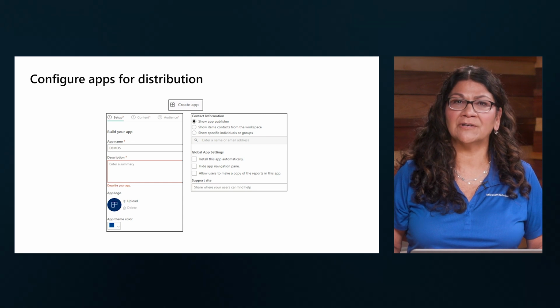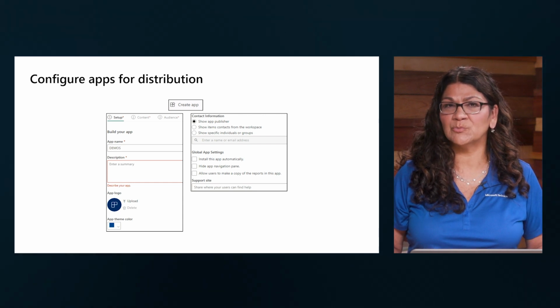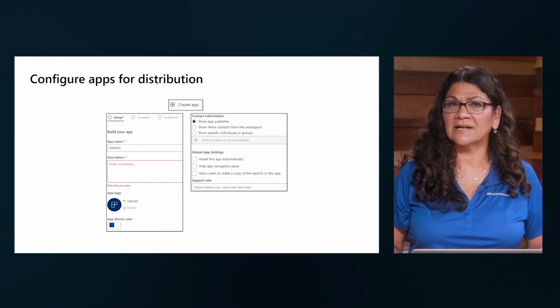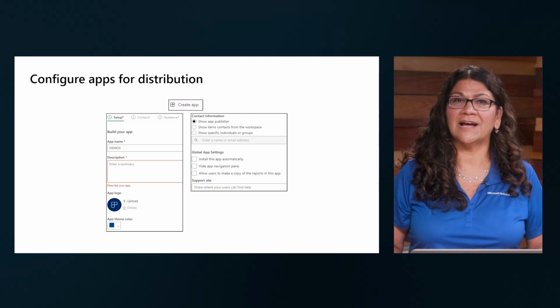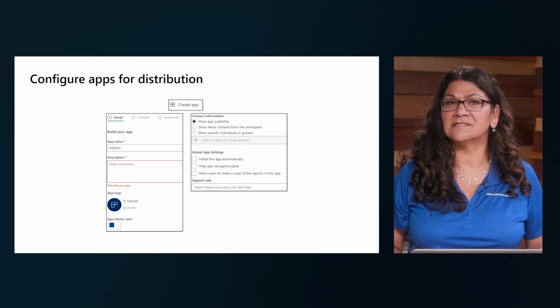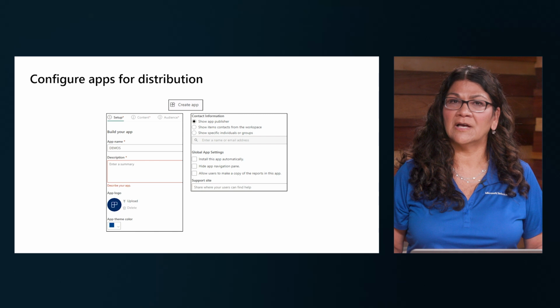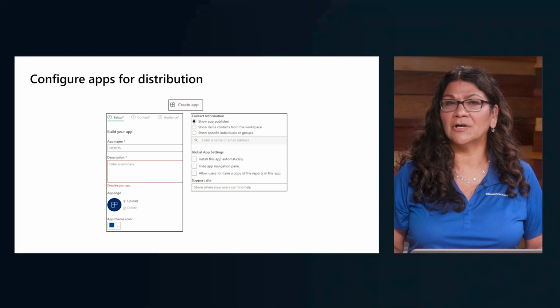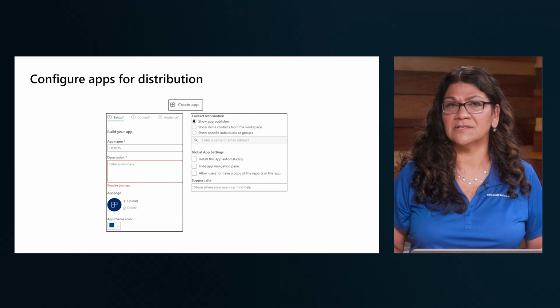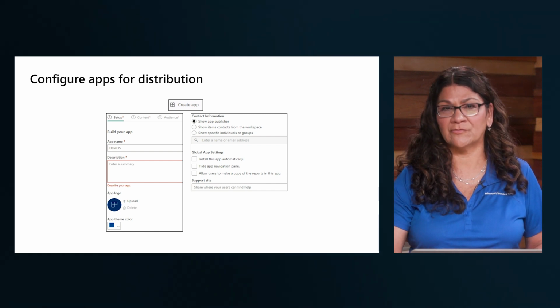When you're ready to publish your app with a collection of reports, dashboards, and semantic models, navigate back to the workspace and select Create App, shown here at the top navigation ribbon. The first step is the Setup tab shown here. Give the app a name, a description, and an app logo or theme color if needed. It's a good idea to check the box in the Global App Settings and install this app automatically for your users to easily be able to access it going forward.